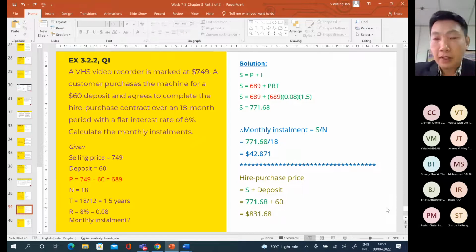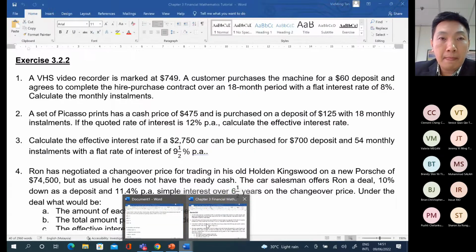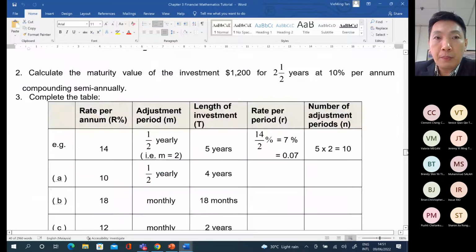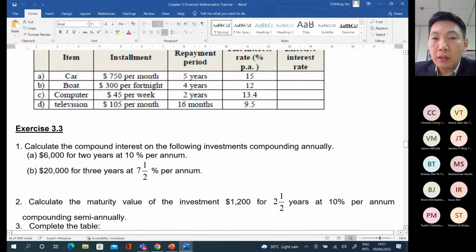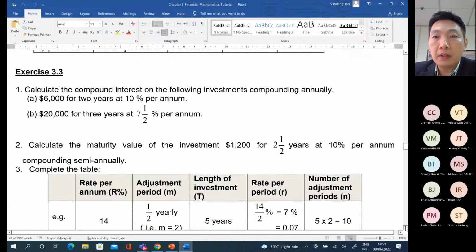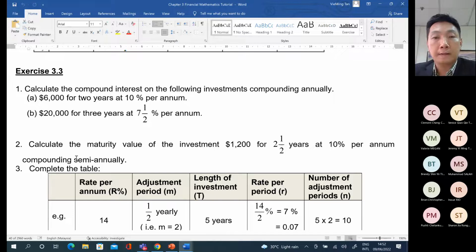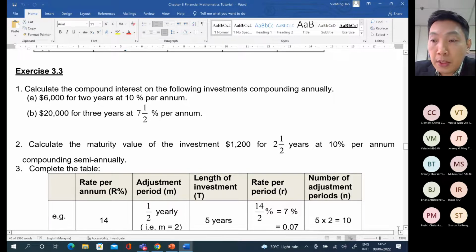Okay, any questions so far for this question? Okay, last one. That will be section 3.3. Section 3.3, all these exercises are related to compound interest. You can see the word compound. When you see the word compound, that means the interest calculation is based on compound interest rate.